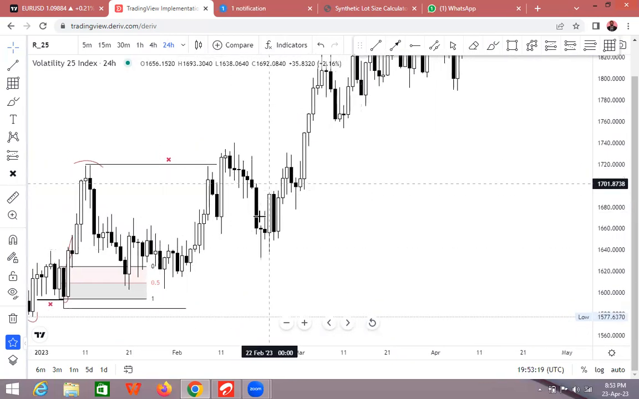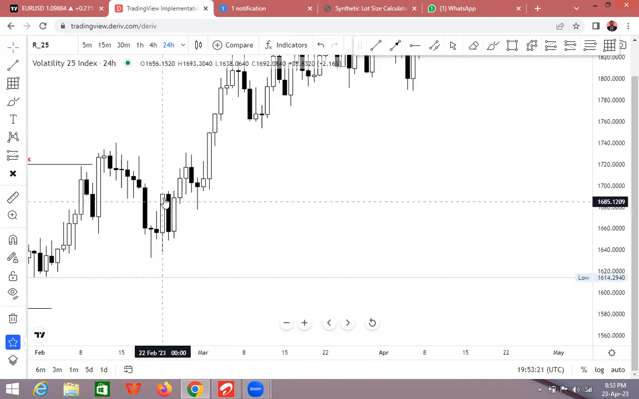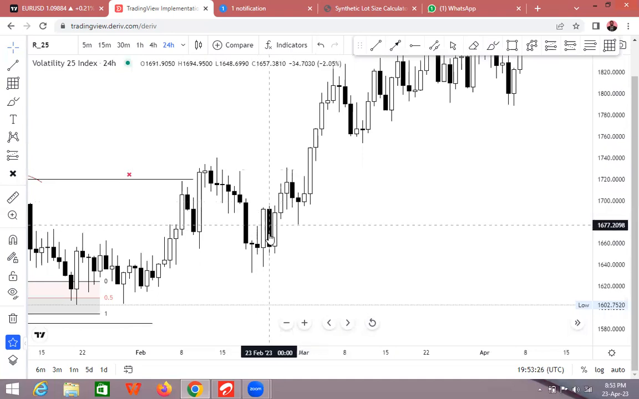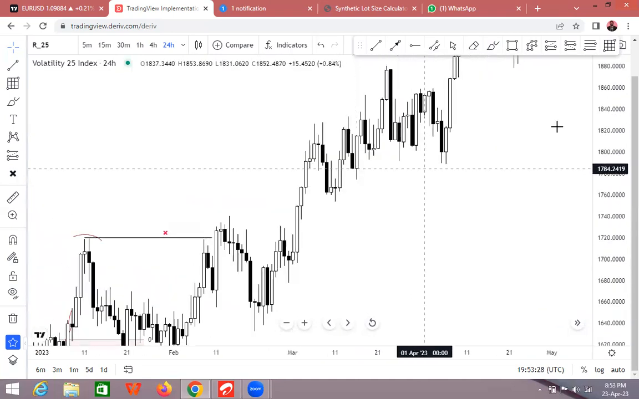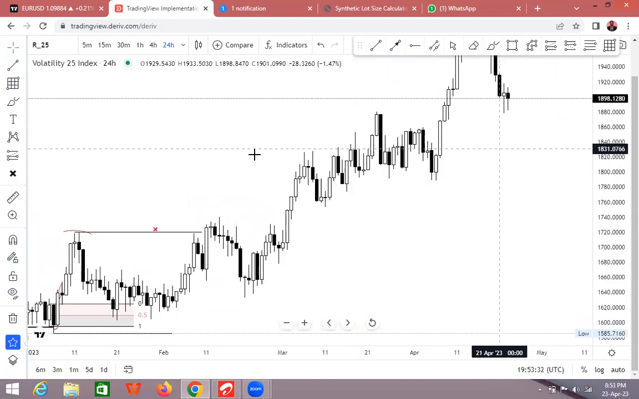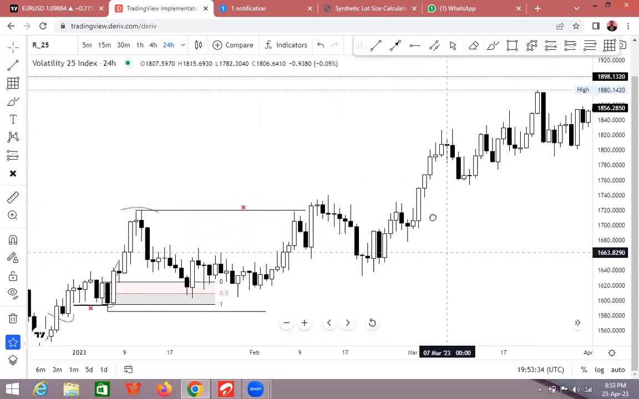Retested and moved away. We're going to talk about this when we're talking about institutional candle or the smart money cube. But let's go ahead and see if we find another mitigation candle. Yeah, this is also a mitigation candle.